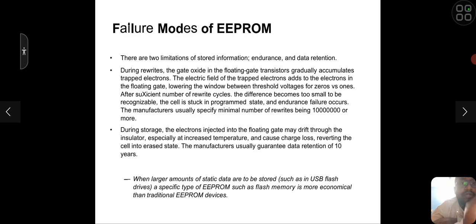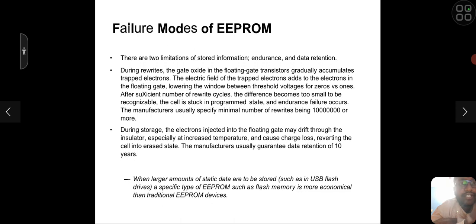Now the failure modes of electrically erasable programmable read-only memories. There are two limitations: stored information degradation, or data retention, and endurance. During rewrites, the gate oxide in the floating gate transistors gradually accumulates trapped electrons. The electric field of the trapped electrons adds to the electrons in the floating gates, lowering the window between threshold voltages for zeros and ones. After a sufficient number of rewrite cycles, the difference becomes too small to be recognizable. The cell is stuck in a programmed state and endurance failure occurs. Manufacturers usually specify a minimum number of rewrites, from 1 crore or more.